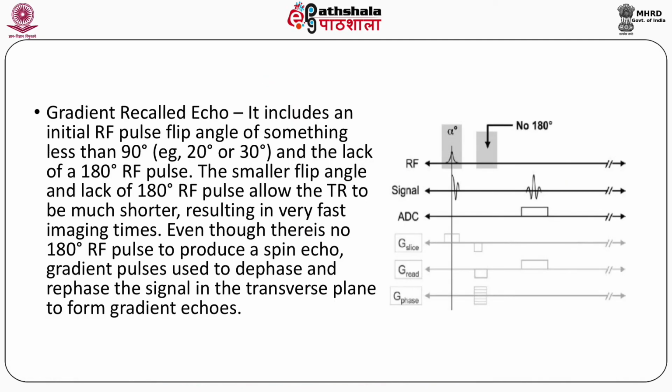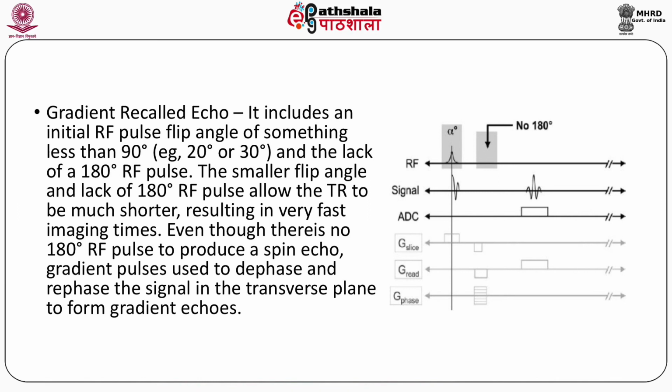The GRE pulse sequence includes an initial RF pulse which flips the angle to something less than 90 degree, and the lack of a 180 degree RF pulse. This is very interesting, that there is no 180 degree RF pulse. Instead, the smaller flip angle and lack of 180 degree RF pulse allows the TR to be much shorter, resulting in a very fast imaging time, even though no 180 degree RF pulse is used to produce a spin echo. Gradient pulses are used to dephase and rephase the signal in the transverse plane to form the gradient echo.